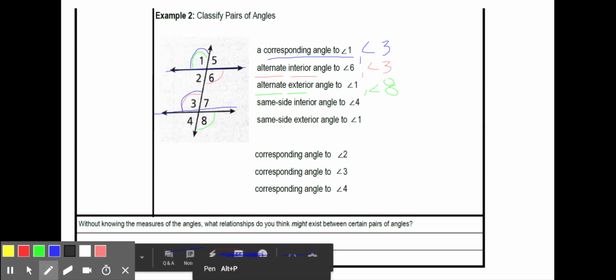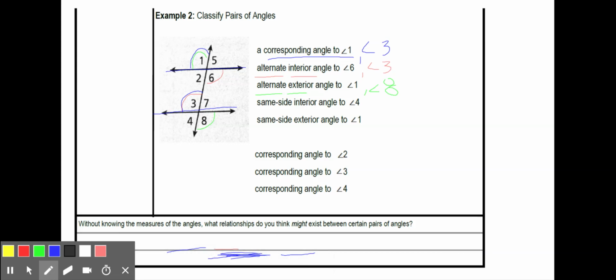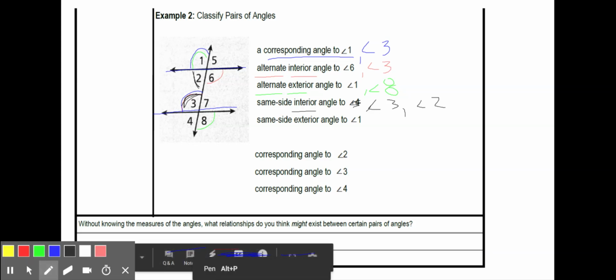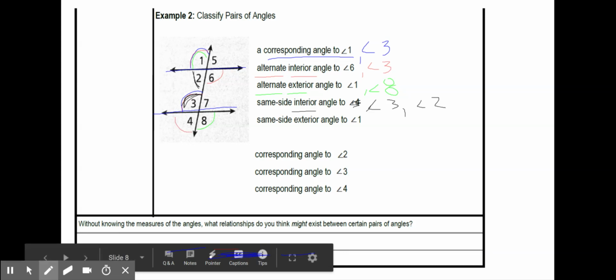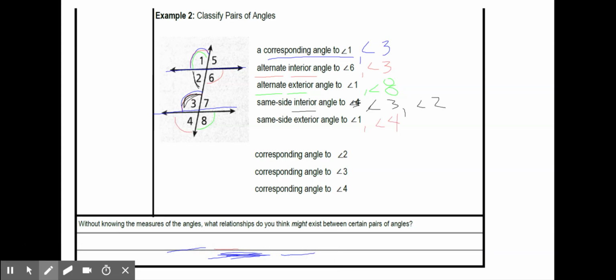Same side interior to angle 4. Same side interior. Let's change that to angle 3, because angle 3 is on the inside. Same side interior to angle 3, so on the same side of the transversal, that'd be angle 2. And same side exterior to angle 1, same side exterior would be angle 4.